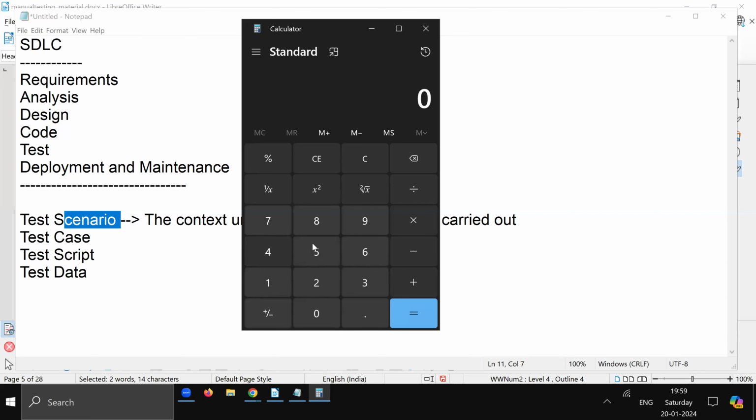Okay, 4 plus 5 equal to 9. Actually, that is correct or not? Yes. Here check. That is called test script. Yes, Amma. So tell it like a script.